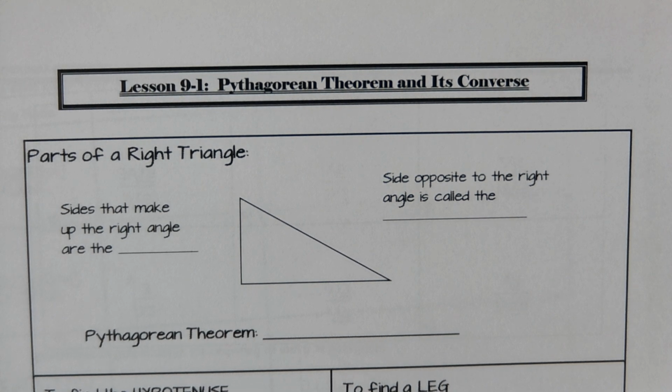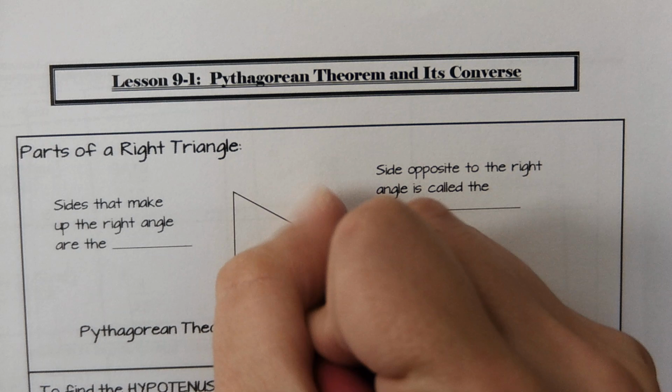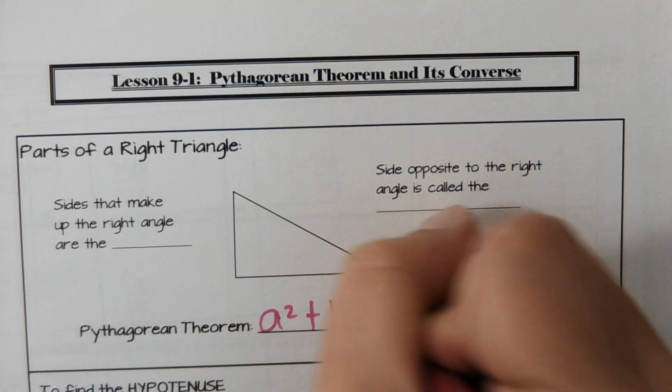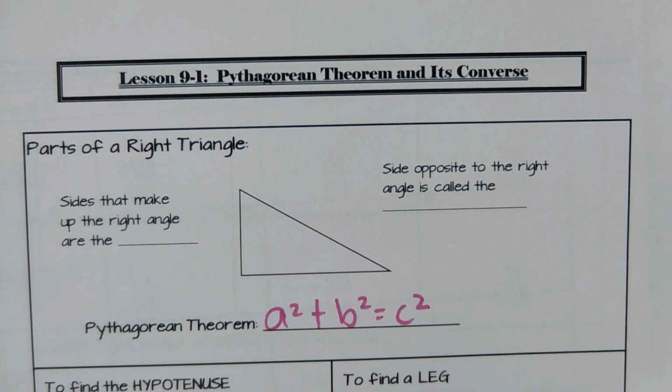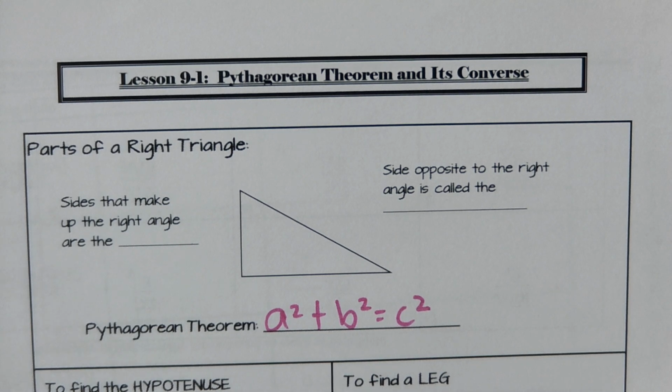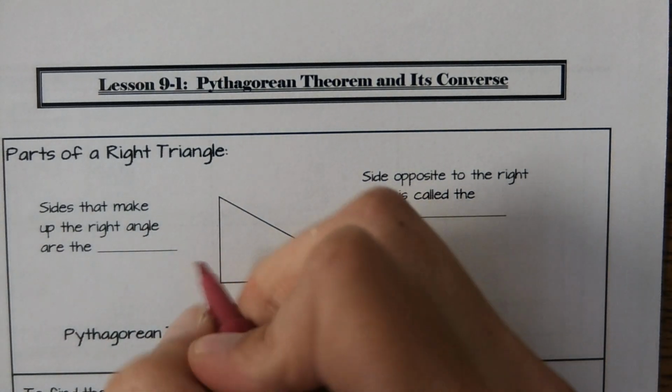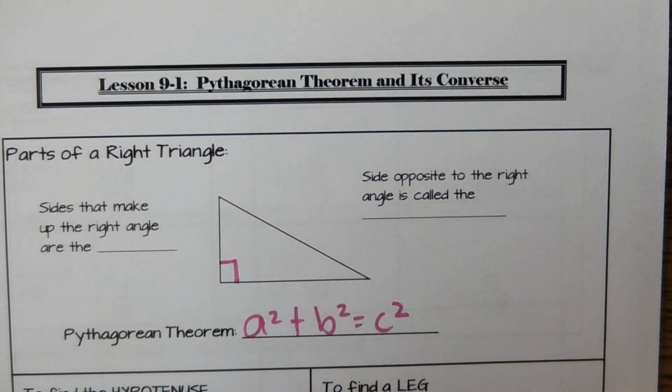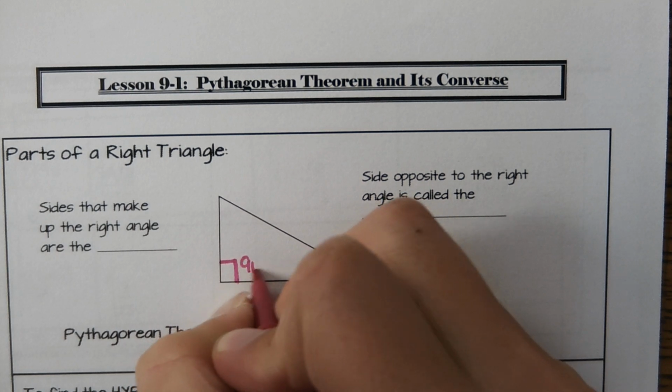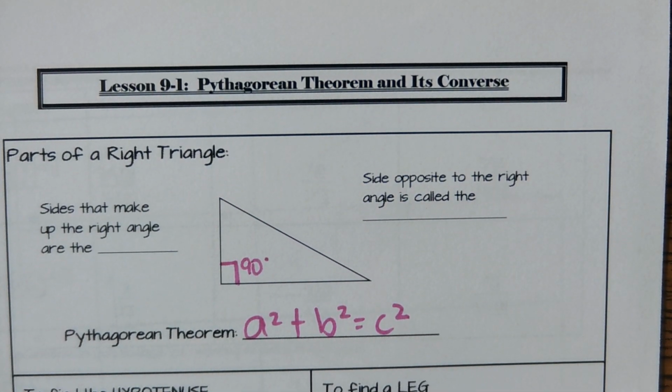Okay, so Pythagorean theorem, as you know, is a squared plus b squared equals c squared. And it's only used for right triangles. It only works for right triangles. So here in our example, we have a right triangle. This little square means that this angle is 90 degrees.